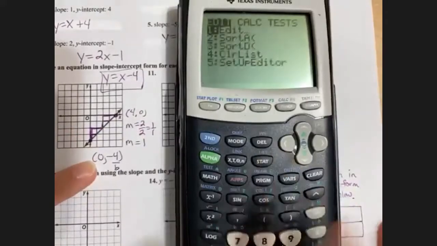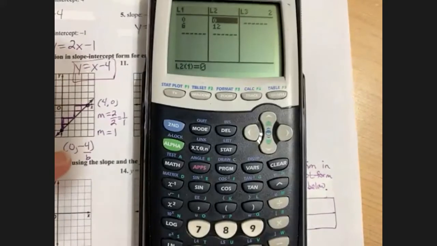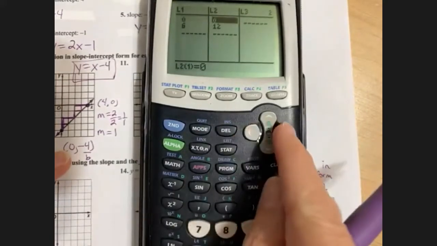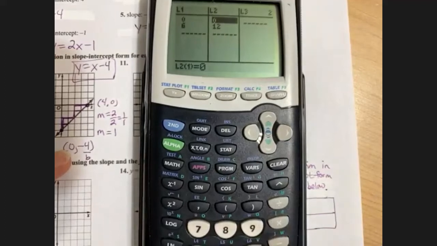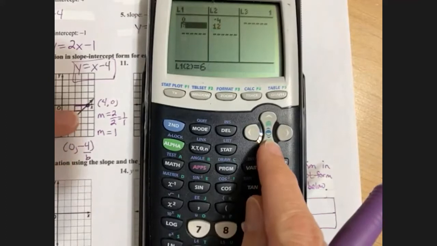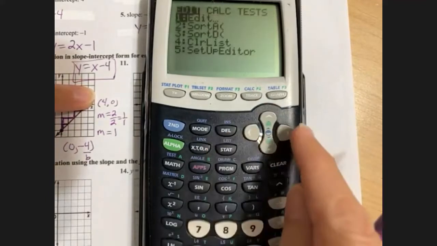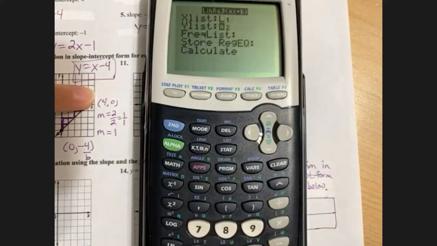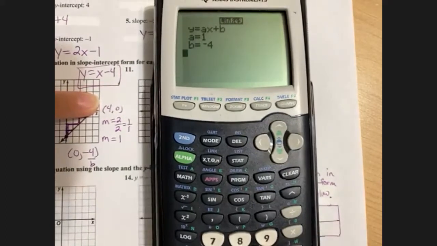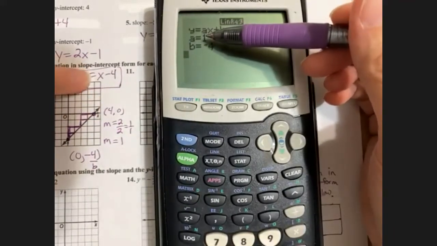I hit my stat button, edit, and I'm going to put in these 2 points. I have the point 0, that's going to stay there, and I'm going to put -4 there. And then my other point is right up here, 4, enter, 0, enter, and I'm going to go stat, calculate, 4, enter, enter, enter, enter, enter, and I wind up getting my equation. Now, you have to know where A goes, and it tells you that A goes here. So that'd be 1x. 1x is just x.